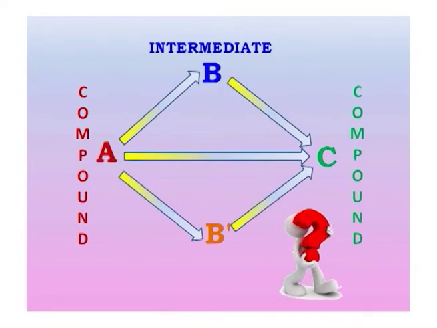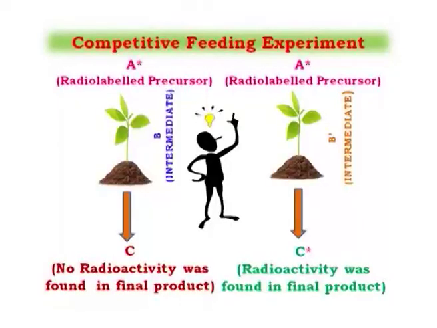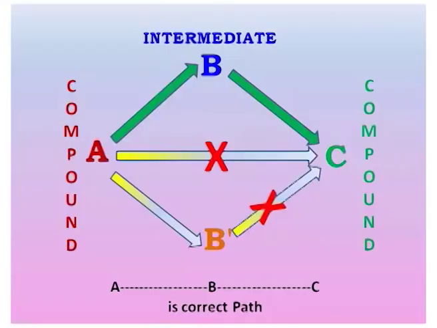In such a condition, both the intermediate precursors, that is B and B', are fed separately along with labeled A. If the radioactivity is observed in the group receiving B and not in the B' receiving group, path A to B, B to C may be concluded as the correct path for the synthesis of compound C.